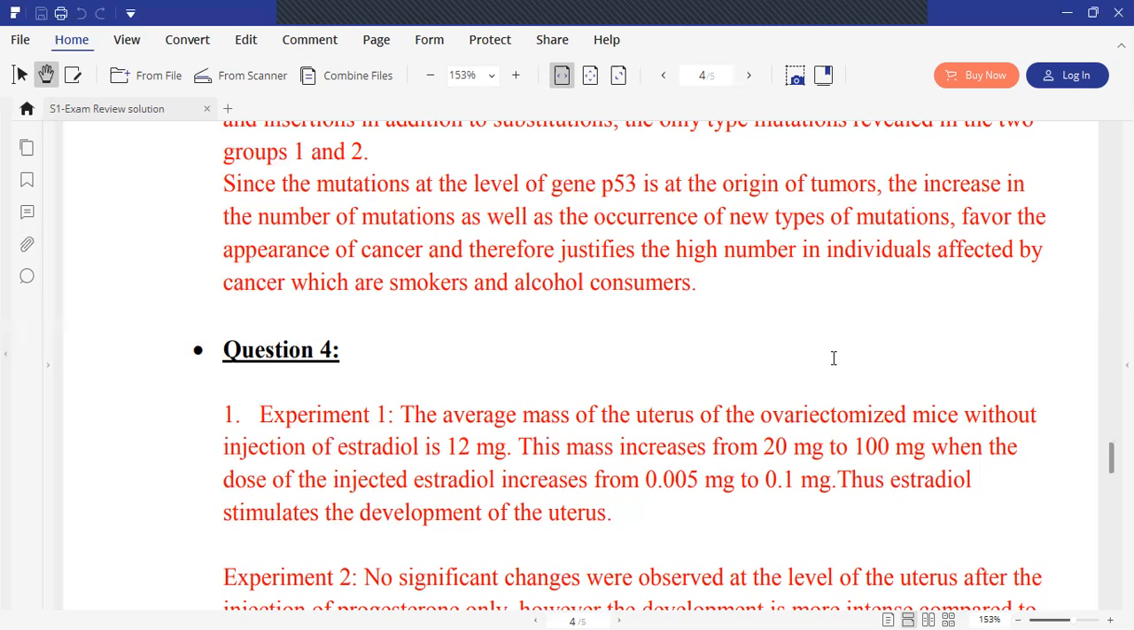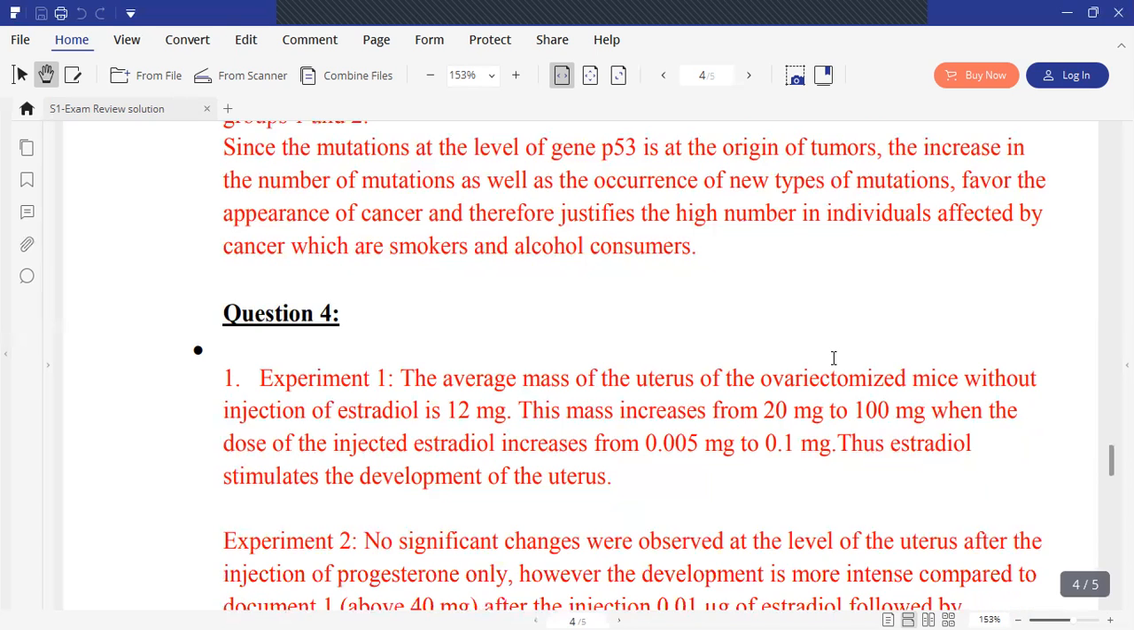So let's move to document 1. For document 1, what did they say? We have the average mass of the uterus and the amount injected. The average mass of the uterus without injection of estradiol was 12 milligrams. After the injection of estradiol, as we increase the injection, the mass of the uterus increases. So estradiol stimulates the development of the uterus.